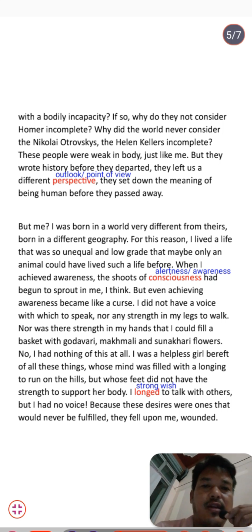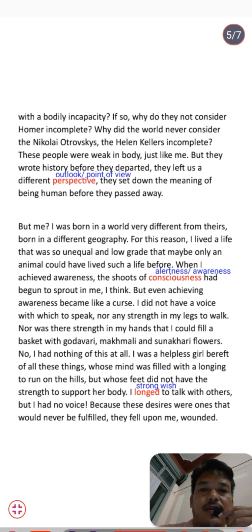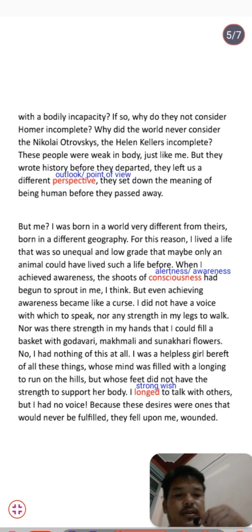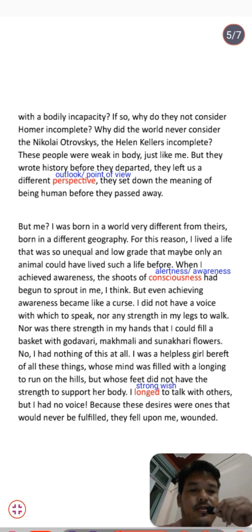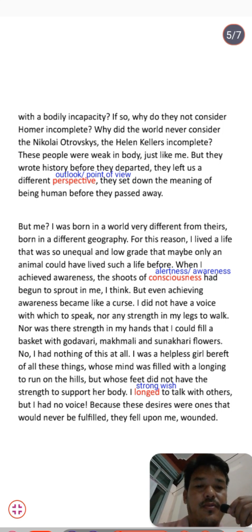with a bodily incapability. If so, why do they not consider Homer incomplete? Why did the world never consider Nikolai Ostrovsky and Helen Keller incomplete? So here, through this line, students, she expresses that it's all because of destiny, and no one was guilty of this, and we can't blame anyone.